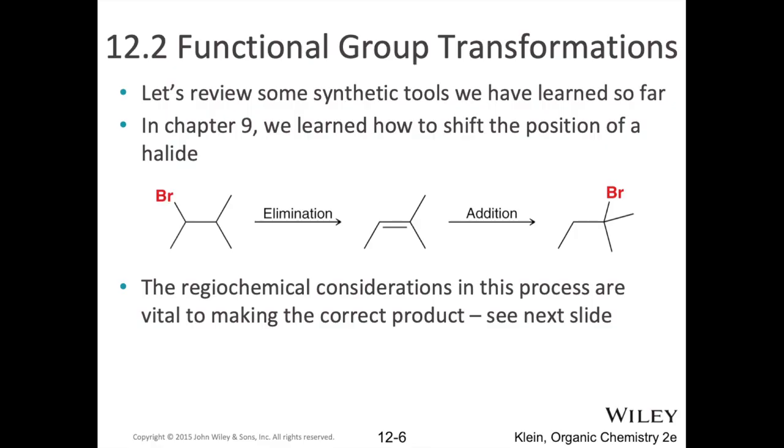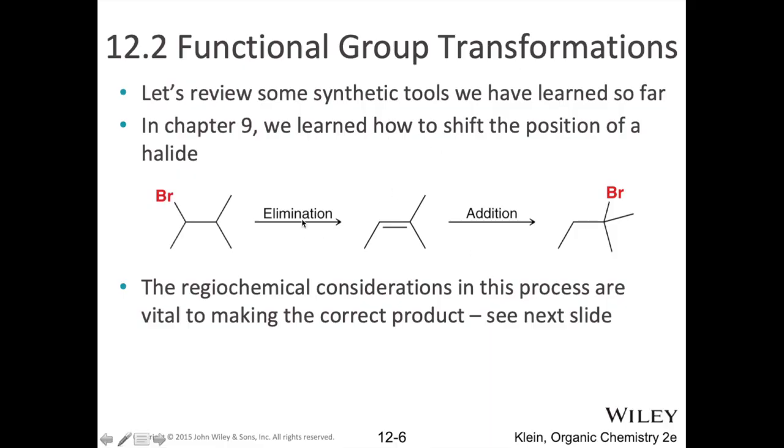Now let's look at a few multi-step problems. We've actually already seen these back in chapter 9. We looked at a couple of 2-step reactions that would help us move a functional group. For example, we could move a halogen or we could move a double bond. We've seen some examples of this already by coupling together elimination and addition reactions.